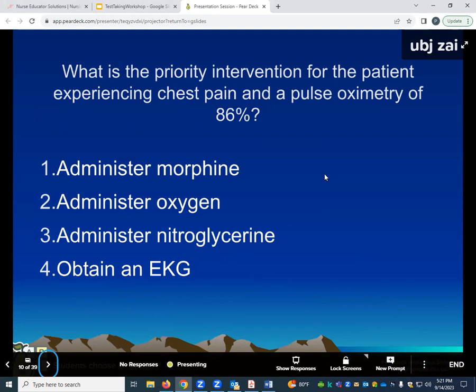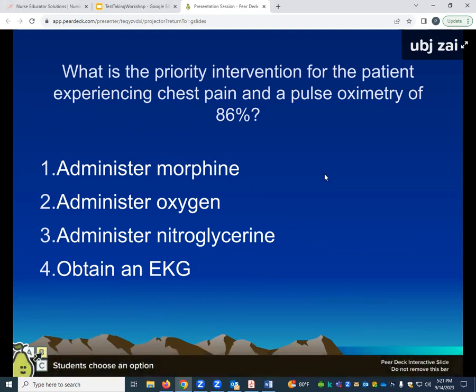So here's another question. What's the priority intervention for the patient experiencing chest pain and a pulse ox of 86%? Administer morphine, administer oxygen, administer nitro, obtain an EKG.